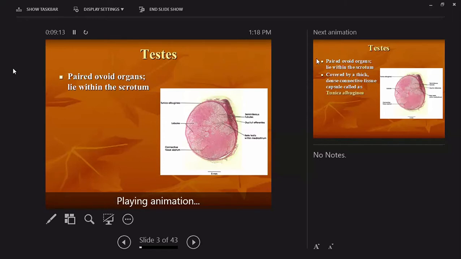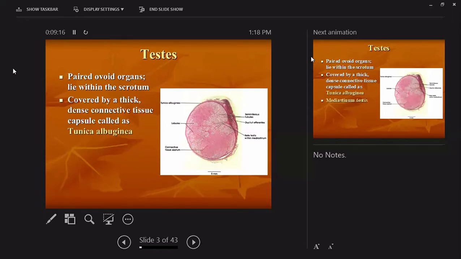It is covered by a thick, dense connective tissue capsule called tunica albuginea. Okay, so take note that this part may be asked in the practical. Tunica albuginea, thick, dense connective tissue capsule. We'll be going slowly because I'm sure we'll finish this on time.